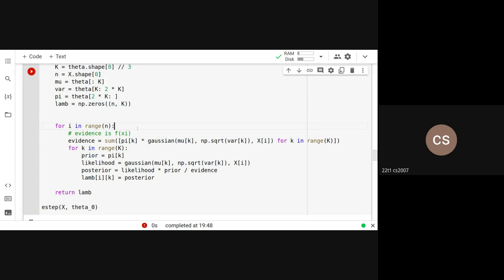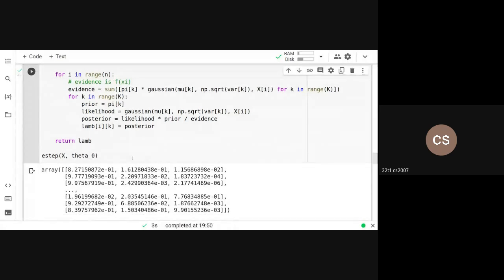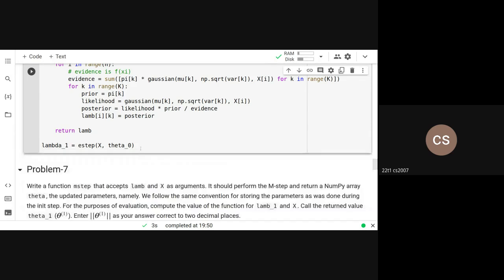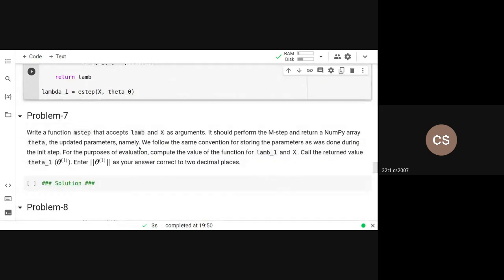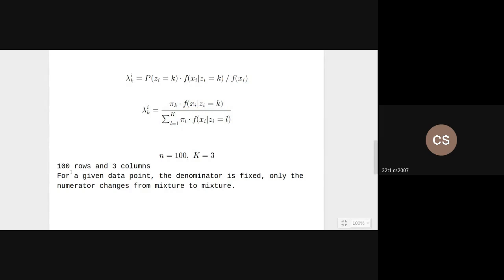Okay, so now let us run this and see. At some step we have some set of lambda. Let me call this lambda 1. Okay, so I think that worked. Now let's go back to the M step. The M step is the next part.